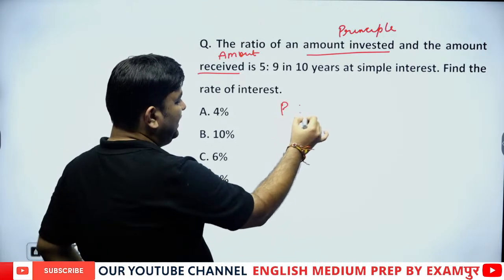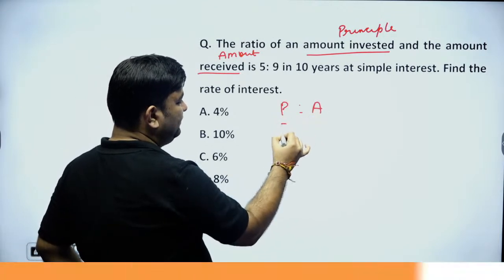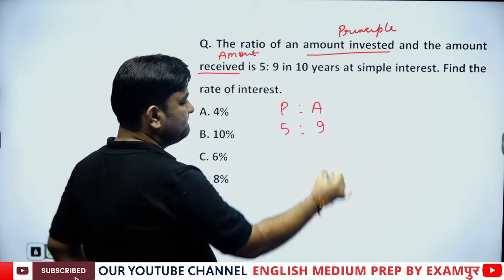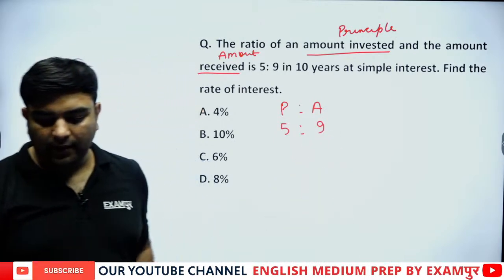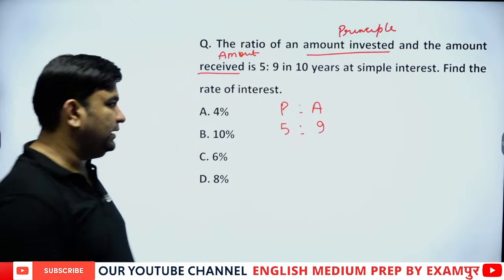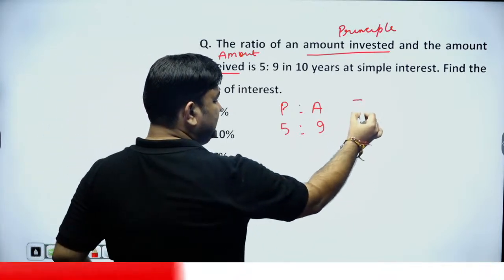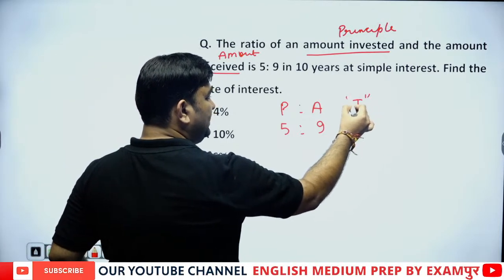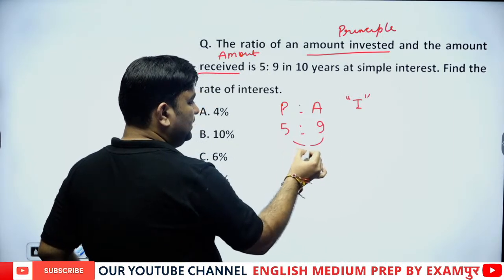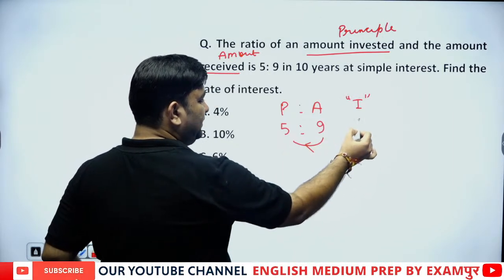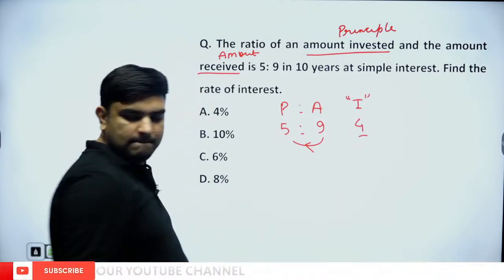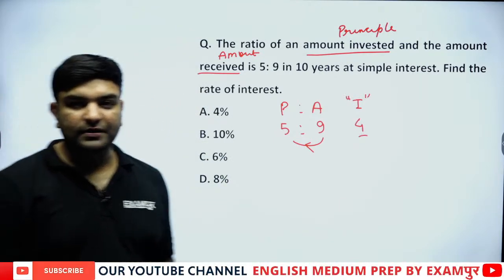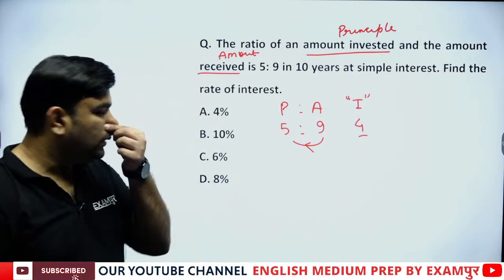So principal and amount are in the ratio 5:9. Can I say interest is amount minus principal, which is 4?